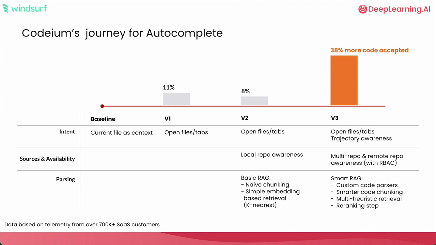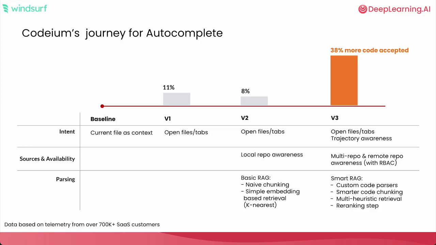We'll take the baseline performance of autocomplete to be using just the currently open file as context to the LLM to make the autocomplete suggestion. If you start incorporating intent, which may include what other files and tabs are open in the IDE, the quality of the autocomplete results actually increases by 11%. That very clearly shows that by incorporating intent and human action tracking, you can create better results even with the same models.